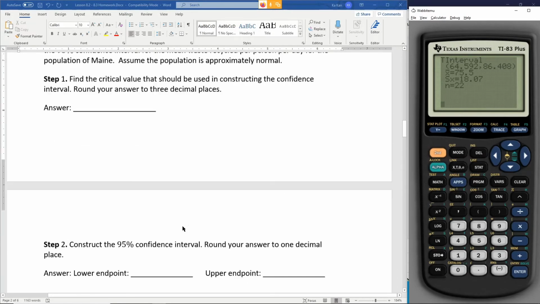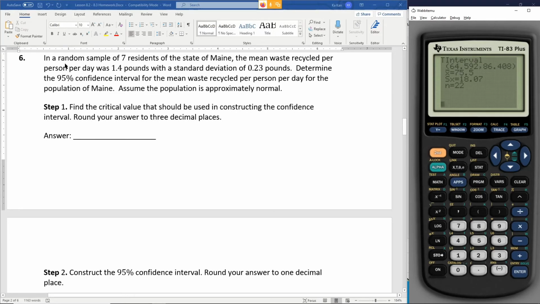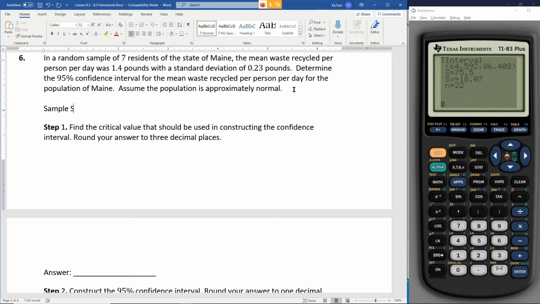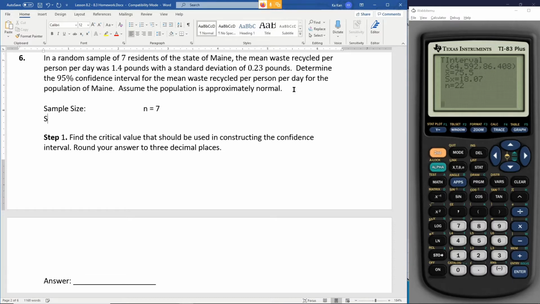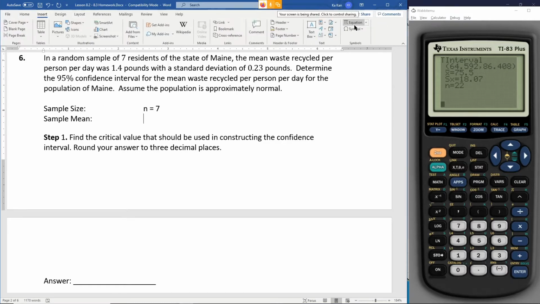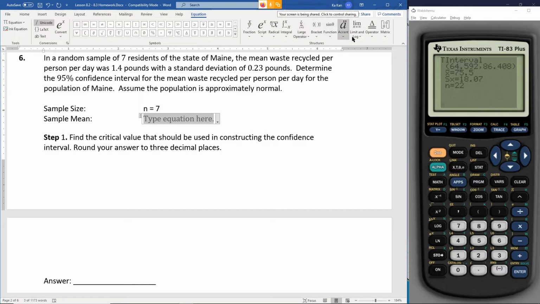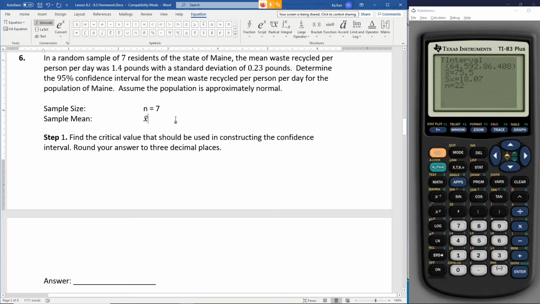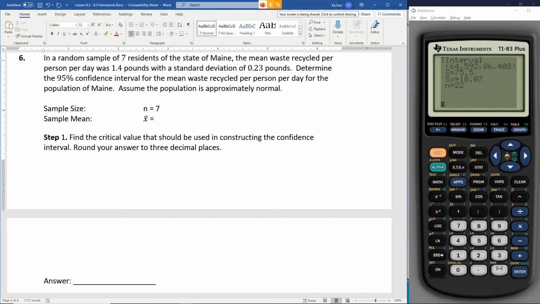Let's do another one just to make sure. So a random sample of 7. So right away, I will go ahead and kind of write down all the information. Sample size is n equals 7. And then the sample mean is, and I'm gonna use this thing again, it's gonna be x equals 1.4.